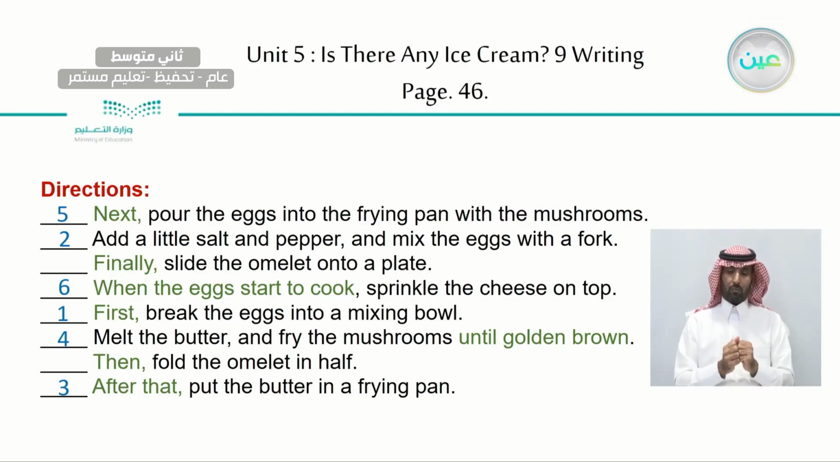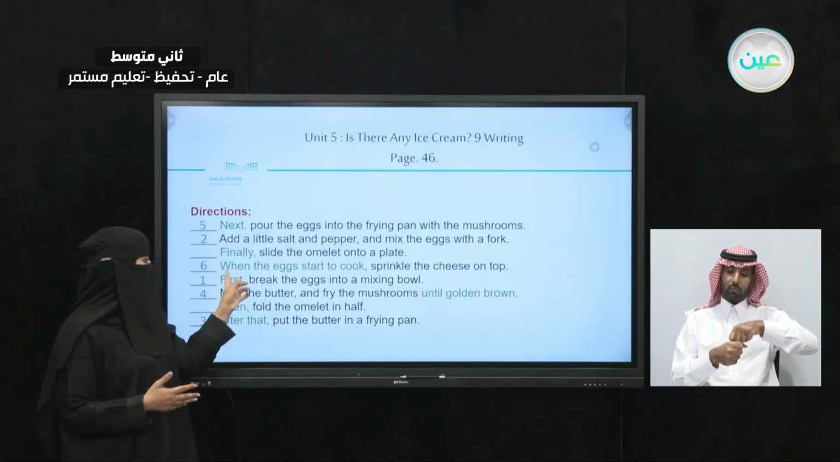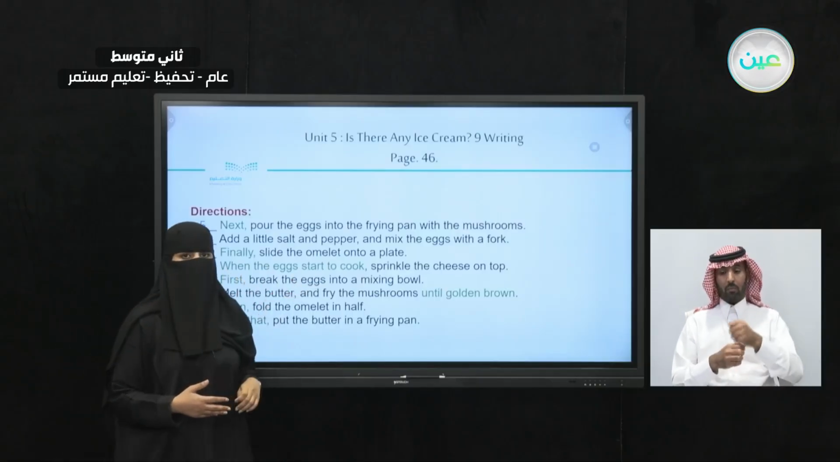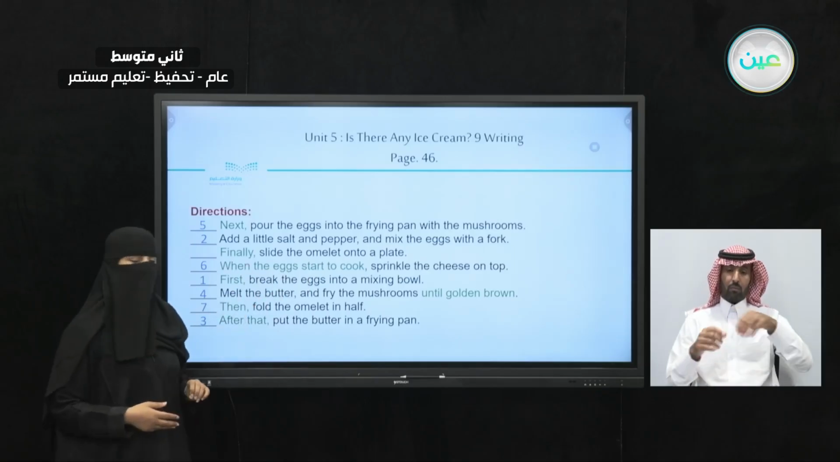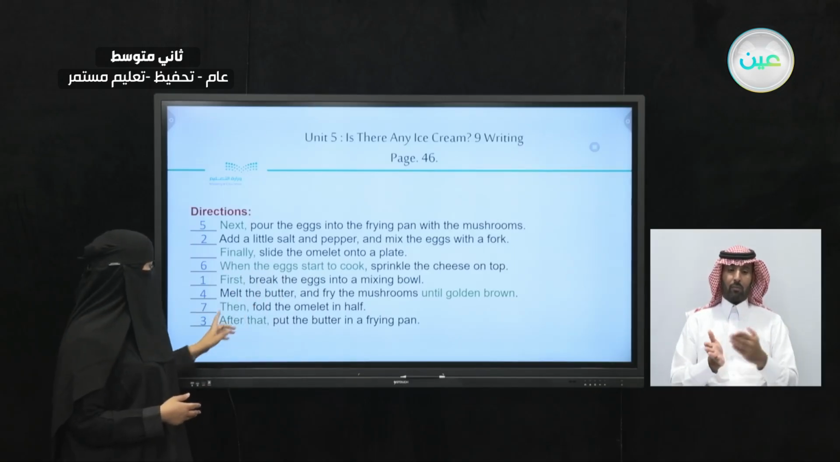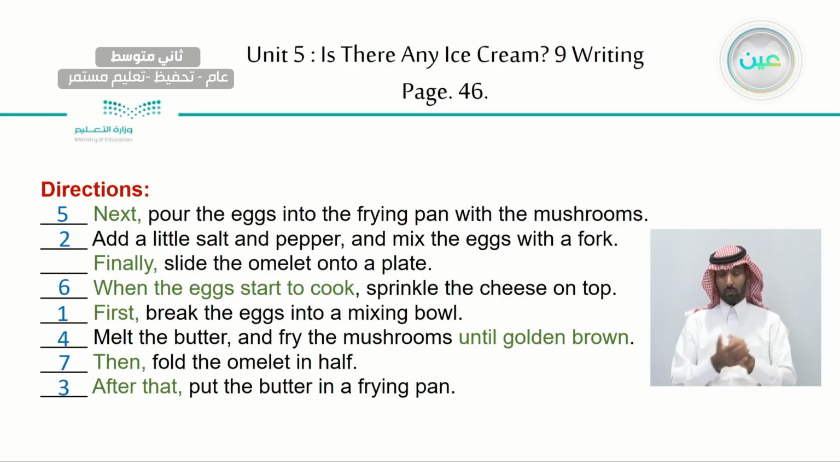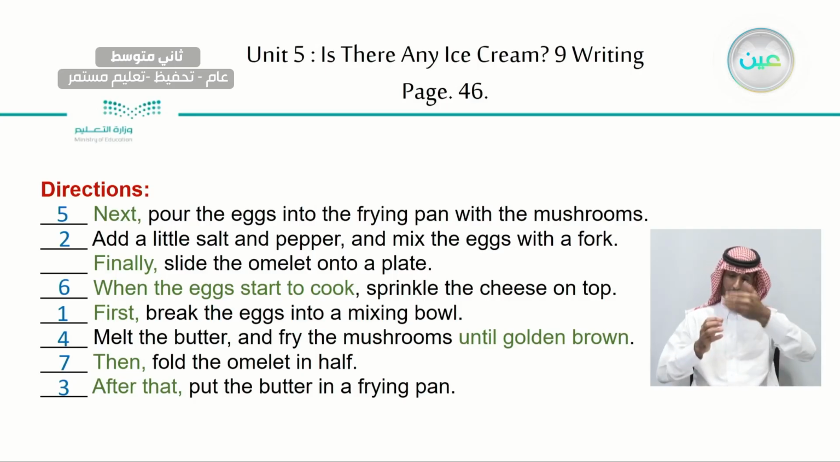So when the eggs start to cook, here there's a condition. Now, when the egg starts to cook, what are you going to do? Sprinkle the cheese on top. So you're not going to sprinkle the cheese on top until you see this, when the eggs start to cook. So here also we have the word of sequence. And what's after that? Then fold the omelette in half in the frying pan.